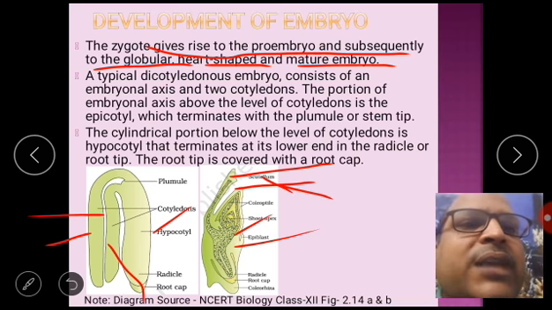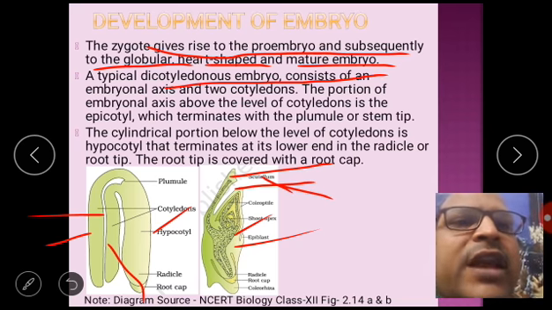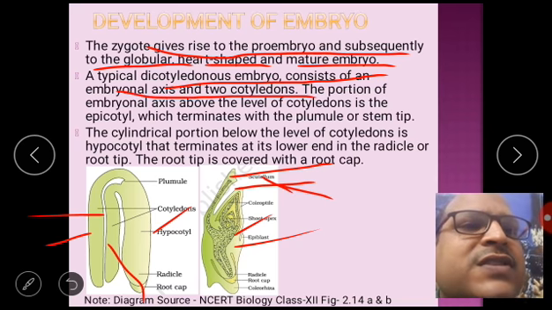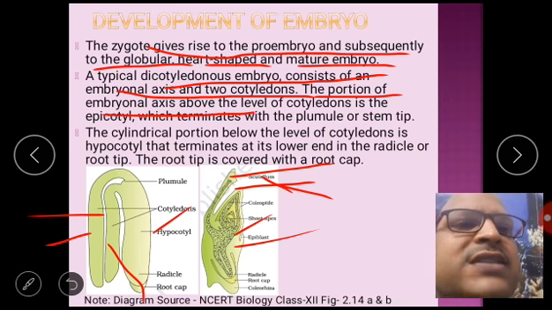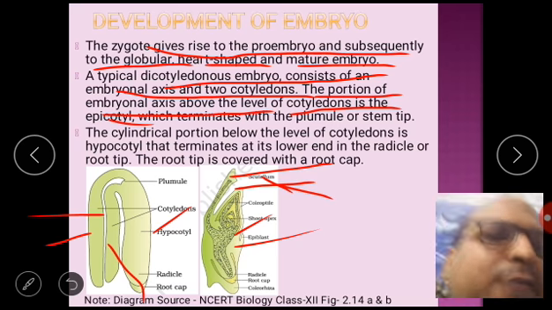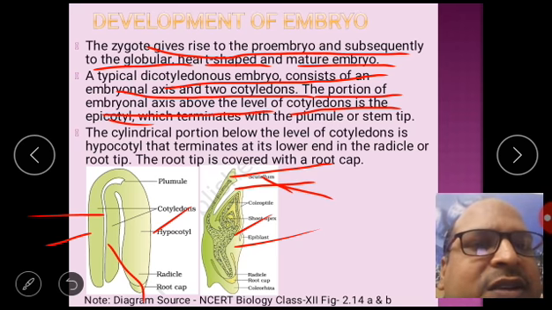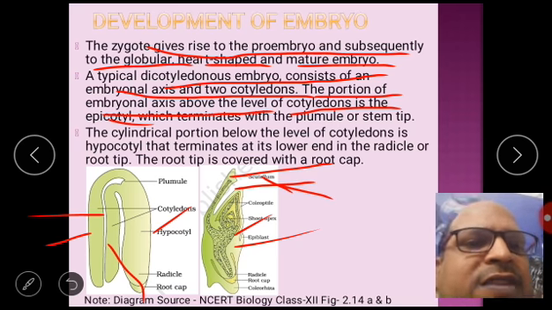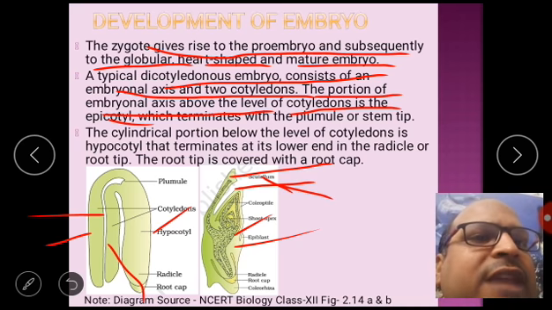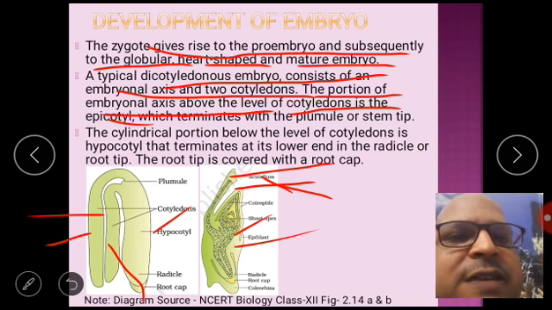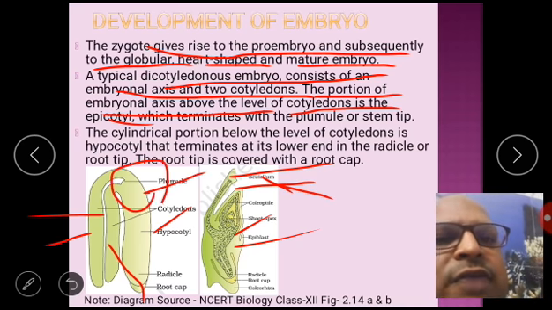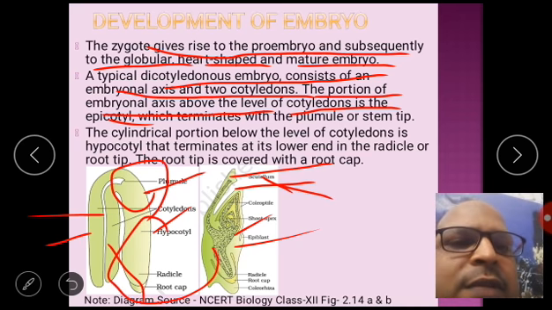So now, a typical dicotyledonous embryo consists of an embryonal axis and two cotyledons. The portion of the embryonal axis above the level of the cotyledons is the epicotyl. You must know this, it is very important. The portion of the embryonal axis above the level of cotyledons is known as epicotyl, which terminates with the plumule or stem tip. This full region will be epicotyl and this region will be hypocotyl.